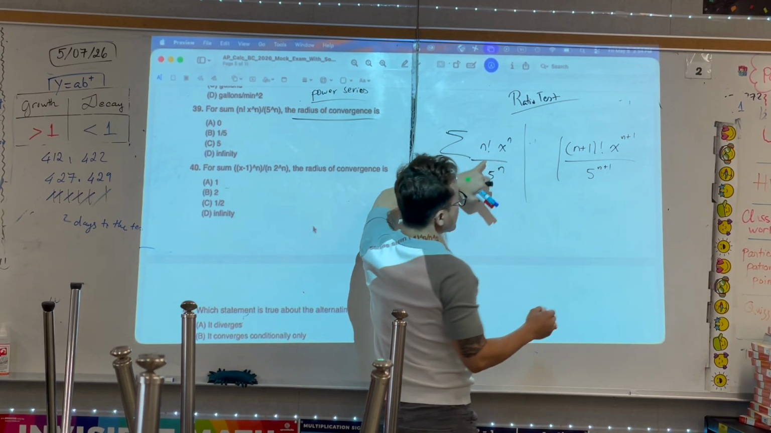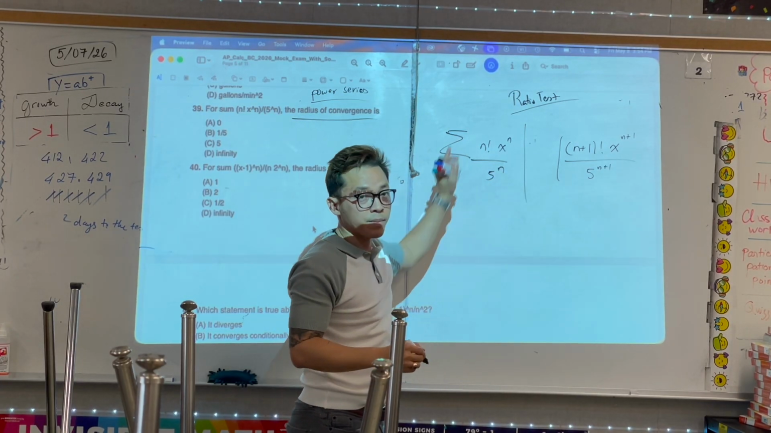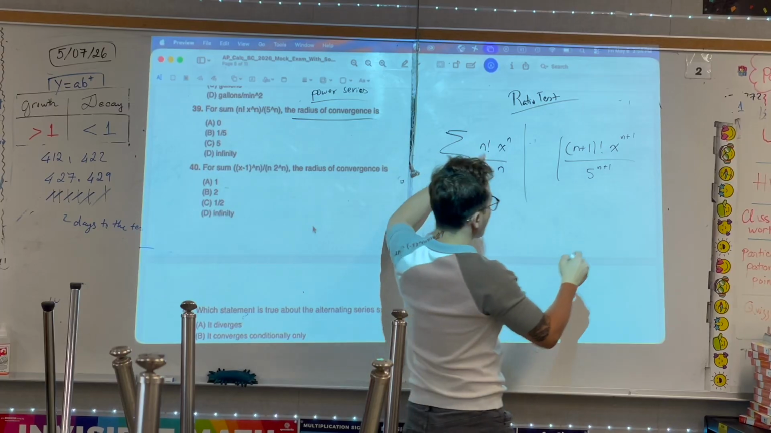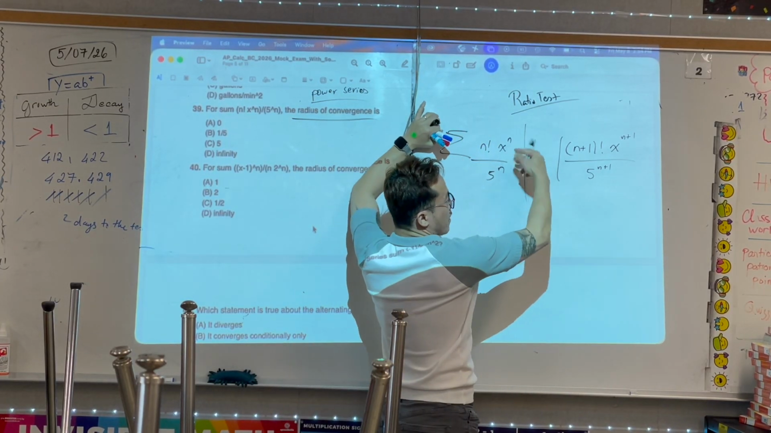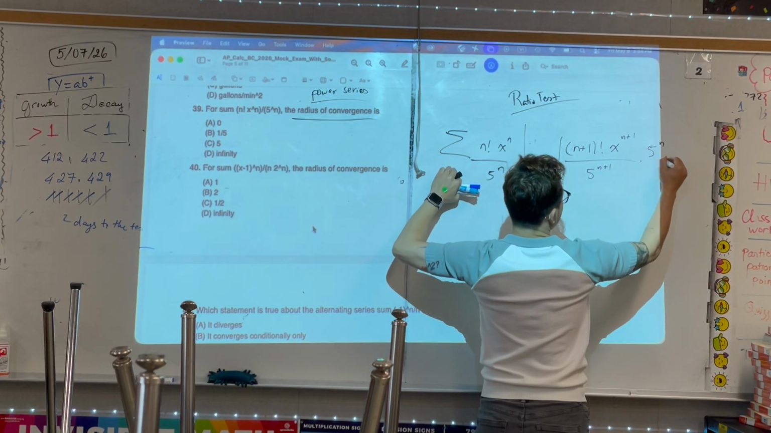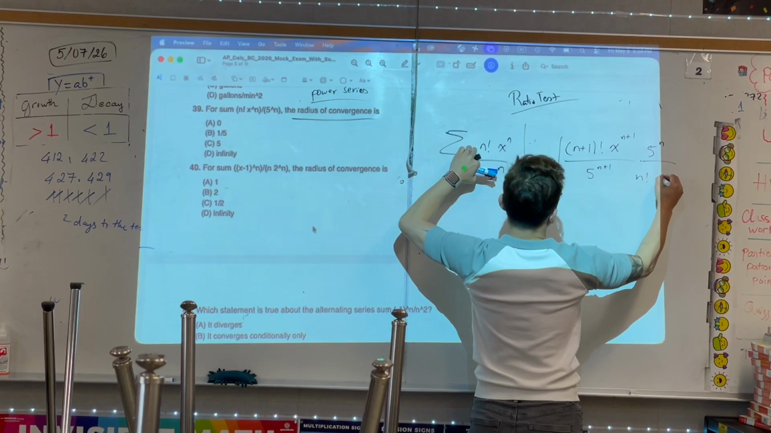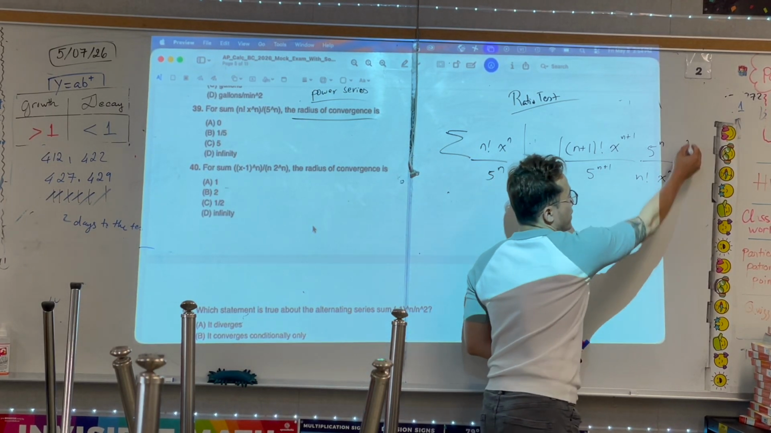And now, increase everything by 1. n goes to n plus 1, n plus 1 goes to n plus 2, for example. And then you divide by this, so that means you flip them all because you divide. So you flip them all. You're going to have 5 to the power n over here, and over here you have 5n factorial x to the power n. So which one can we cancel out?